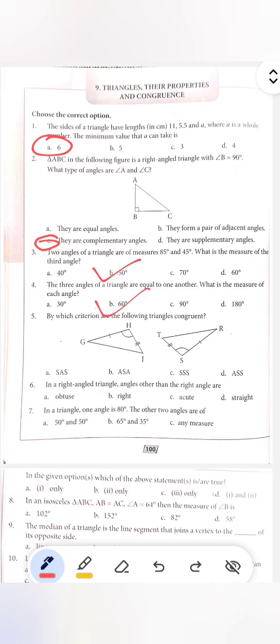Option B. By which criterion are the following triangles congruent? Congruent means they are equal to each other. Their corresponding angles and corresponding sides should be equal. Here you can see that HJ and TS are equal. How do we know? We have not measured that one; with the sign only we come to know. SJ has a double equal sign and TS also has a double equal sign. It means one side is equal there.